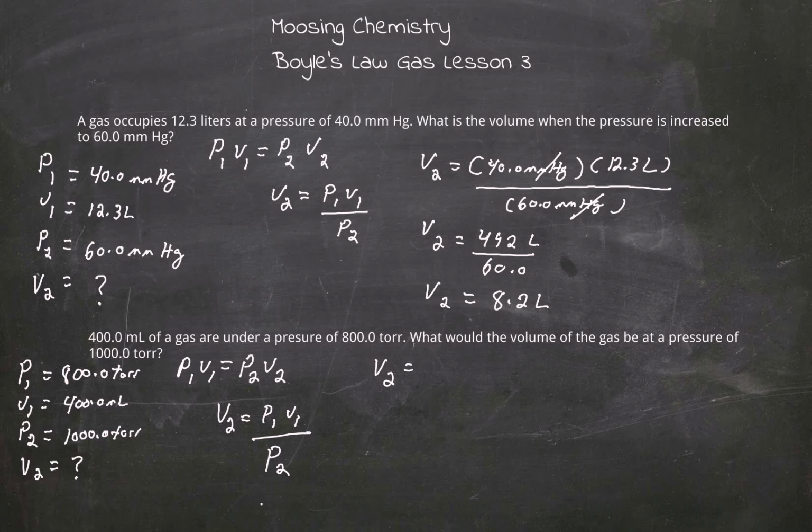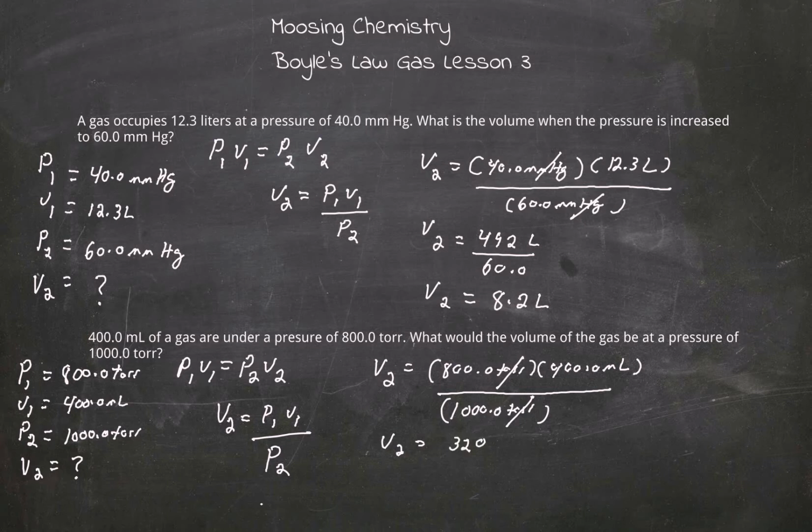V2 equals 800 torr on top, times our first volume, which is 400 milliliters. We can turn that into liters later if you don't feel right about using milliliters. We're going to divide by 1,000 torr. Now let's cancel out our common units, the torr. So we go 800 times 400, which gives me 320,000 milliliters.